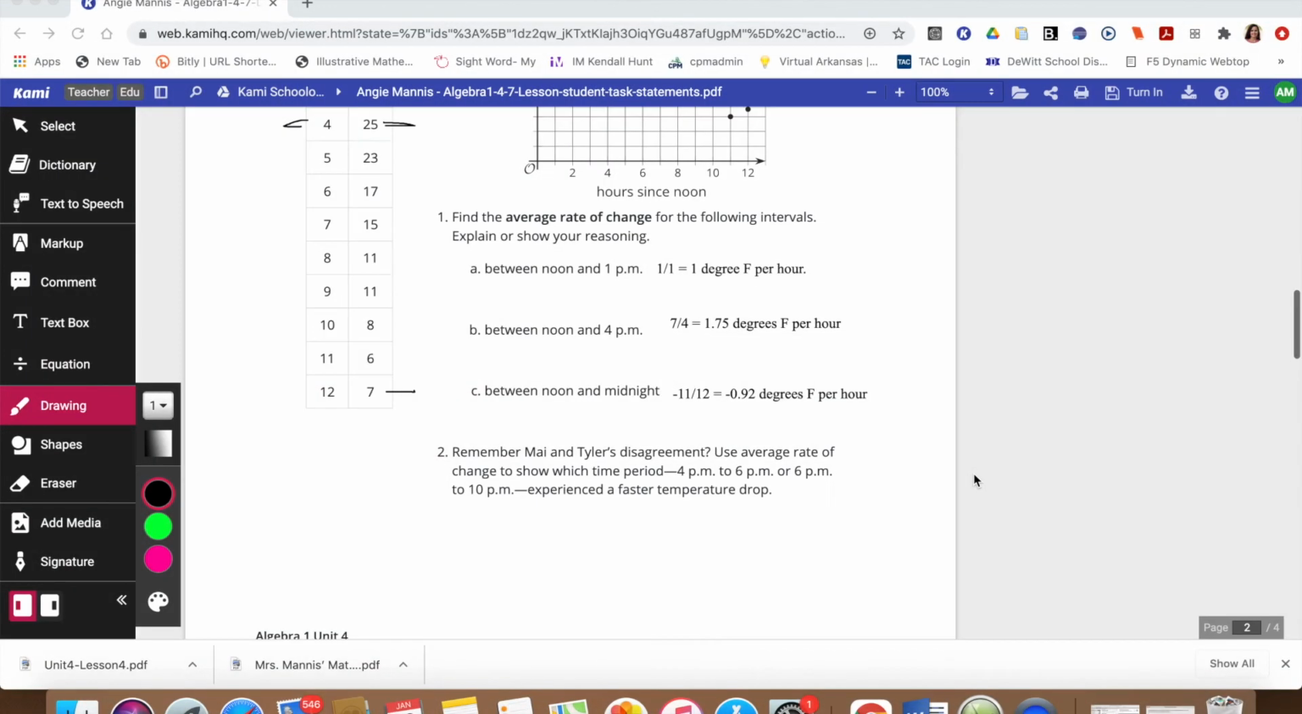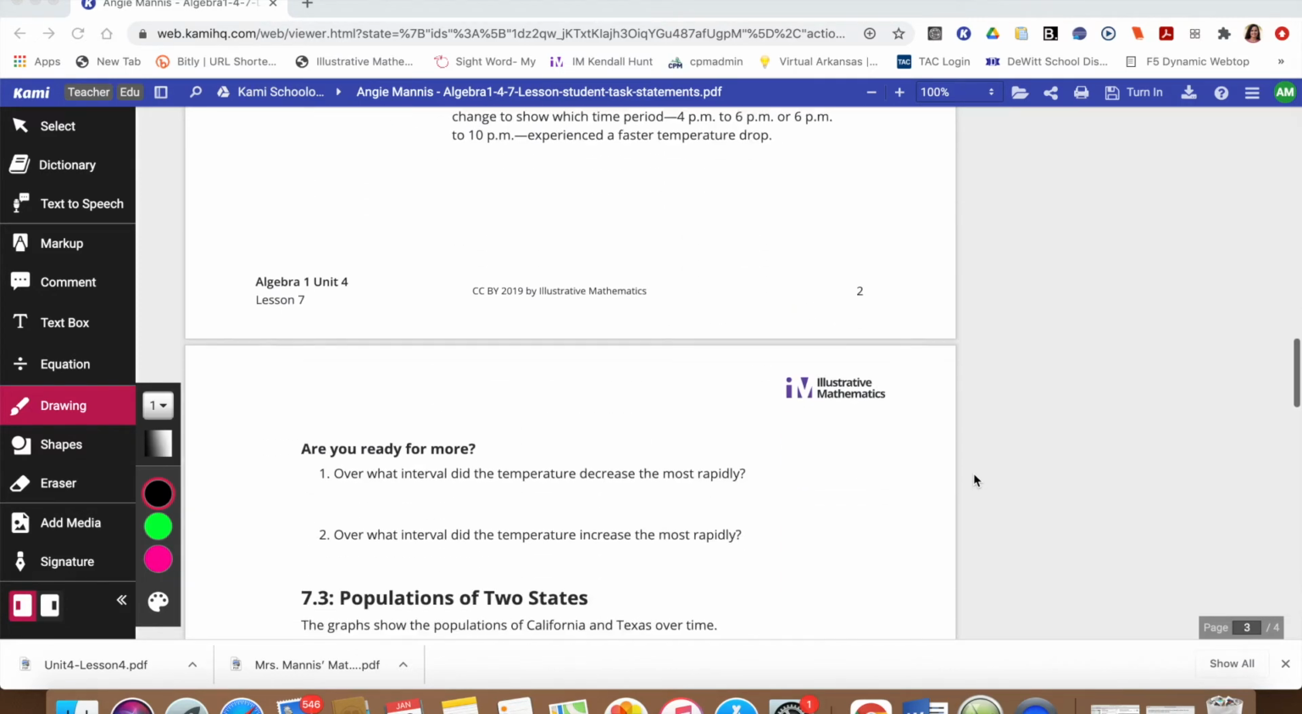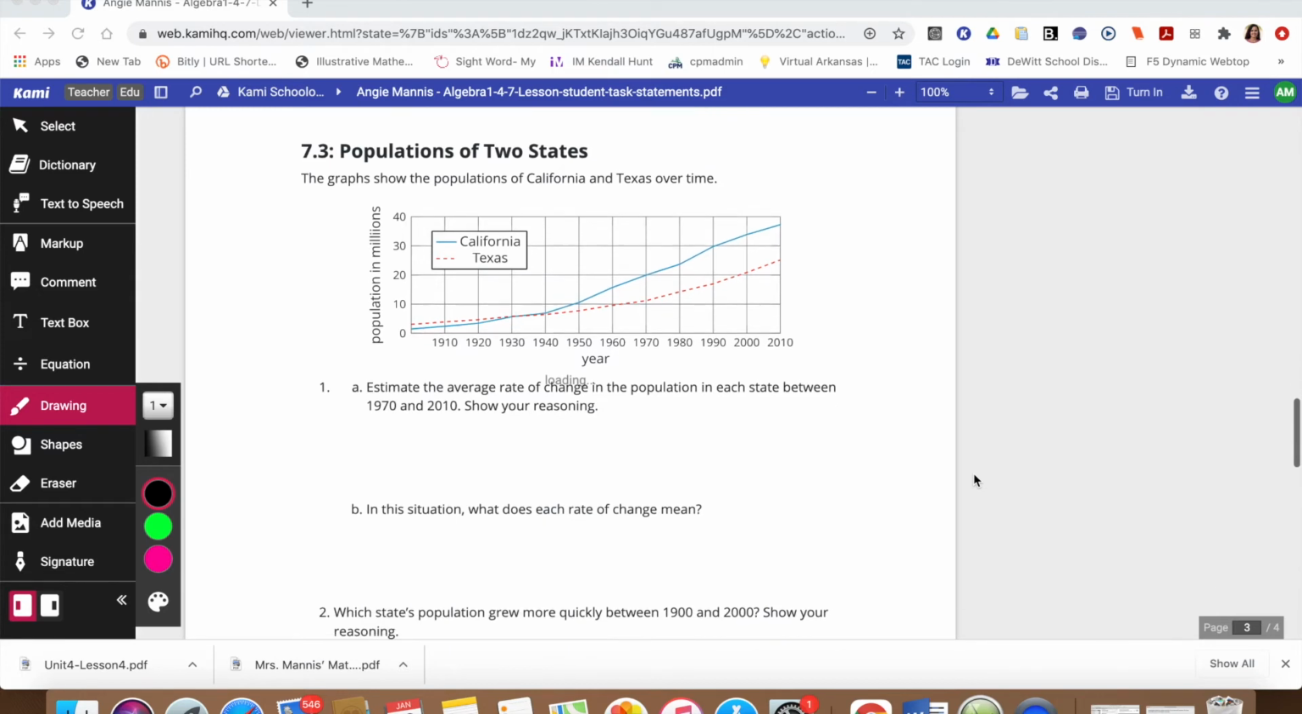Always go back to that first activity that we did where we compared the 4 p.m. to 6 p.m. temperature drop and the 6 p.m. to 10 p.m. temperature drop, and we saw that Tyler was correct in saying that the temperature did decrease faster from 4 to 6 p.m. All right, so let's go to 7.3 now.